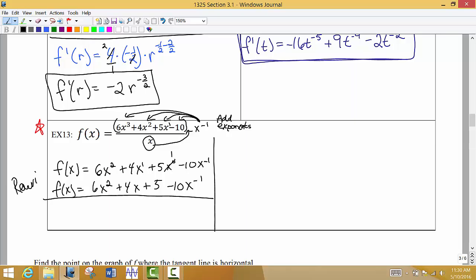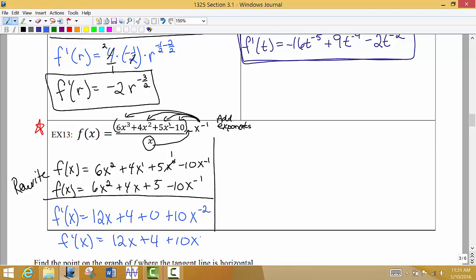I have not taken a derivative yet, but now it's really easy to take the derivative. So f prime of x equals 12x for the first term. The next term would just be plus 4. The third term is a constant, so I get plus 0. And then the last term has that negative exponent that I need to be careful about. Negative 1 times a negative 10 would be a positive 10, and then we get x. Subtract 1 from the power, we get negative 2. So if this is the way that I choose to do the rewrite, this would be, in the end, what my derivative would look like.